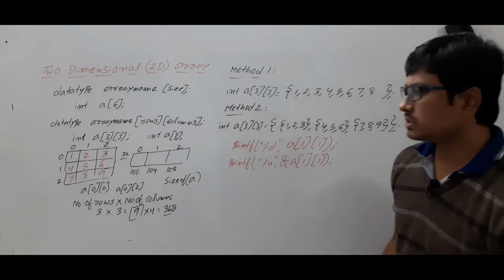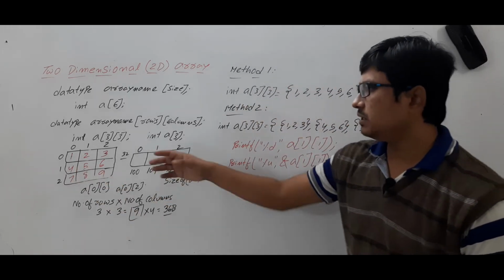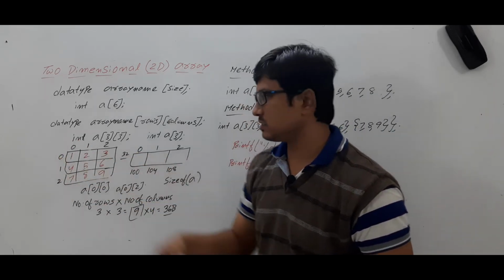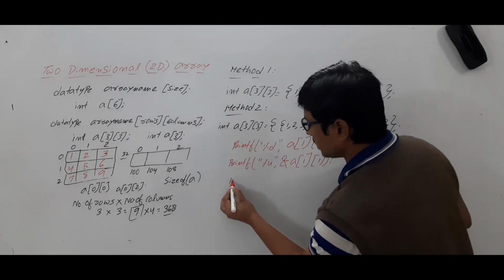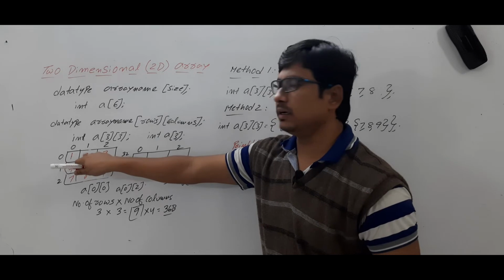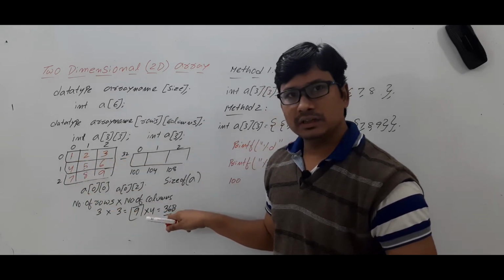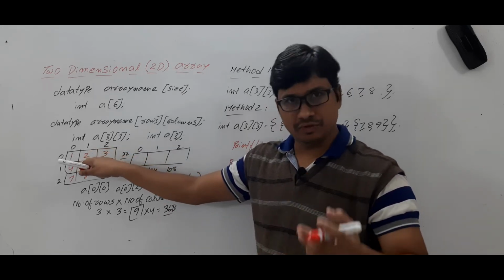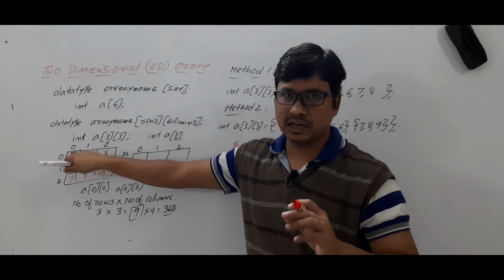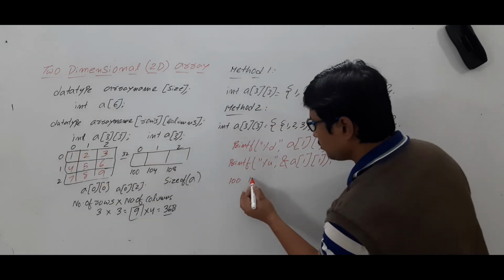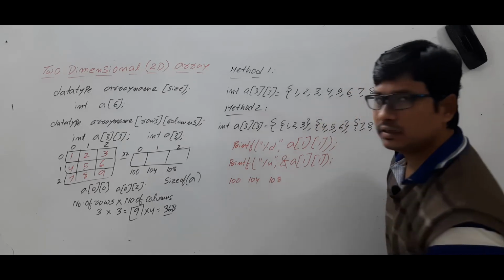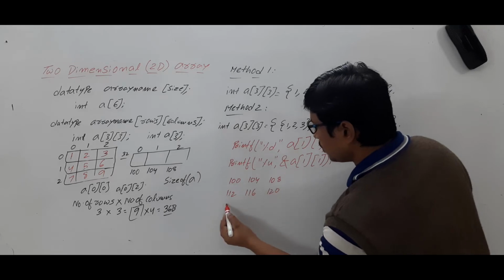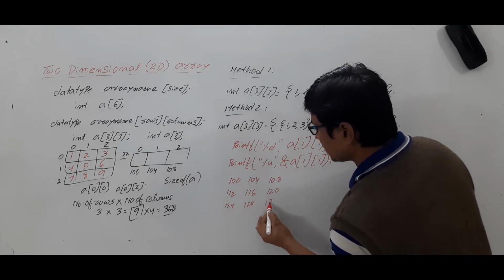Now you can ask me, sir, what will be the address of this one? Let me discuss it for you. Let's consider that the starting address, the base address, is 100. Then, if you are using a 32-bit compiler, one integer will occupy how many bytes? 4 bytes. So if the starting address is 100, then this will be 104, this will be 108, and this will be 112, 116, 120, 124, 128, 132.